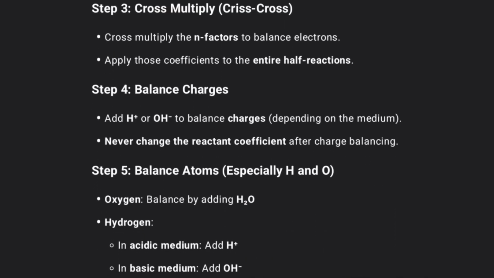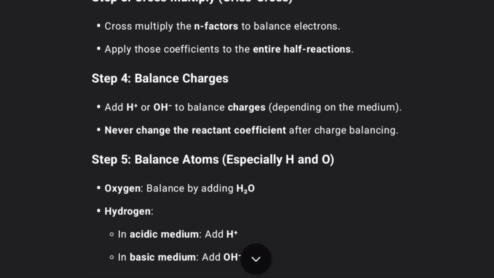Step 3, cross-multiply the n factors to balance electrons. Apply those coefficients to the entire half reactions. Step 4, balance charges. Add H+ or OH- ions to balance charges, depending on the medium. Never change the reactant coefficient after charge balancing. Step 5, balance atoms, especially H and O. Balance oxygens by adding H2O, hydrogen in acidic medium by adding H+. In basic medium, add OH-.